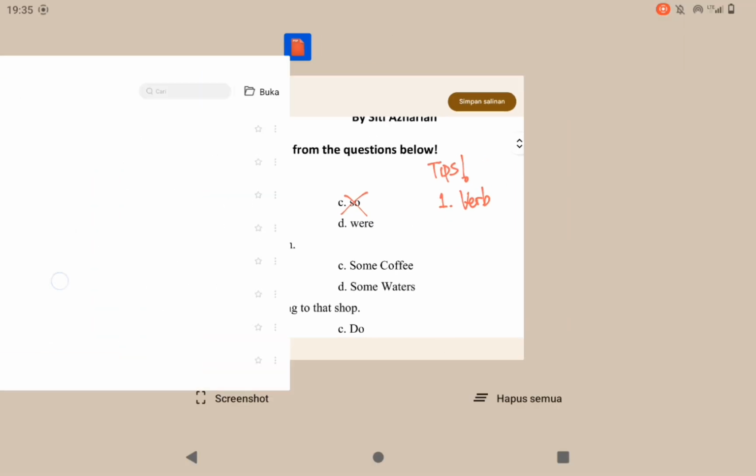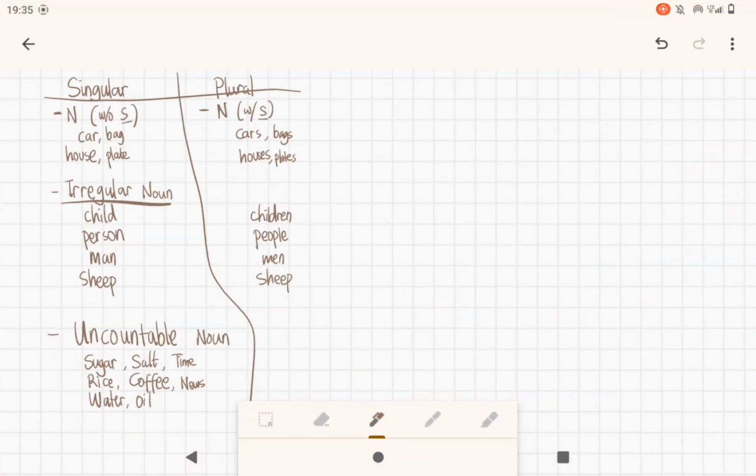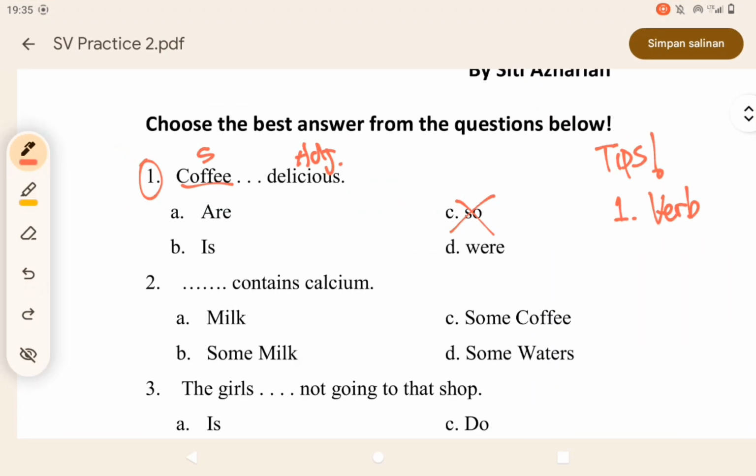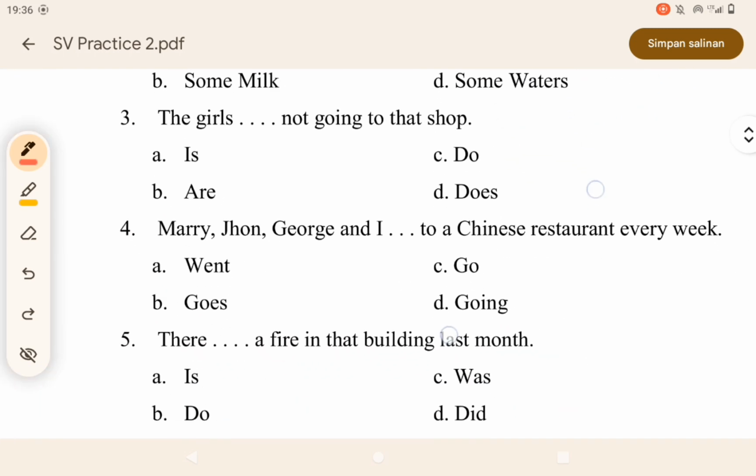From the previous explanation, okay, from this explanation, coffee is uncountable noun. It means that it's always singular. Okay, since coffee is singular, so we have to find a singular verb. Where is the singular verb? We can eliminate the wrong answer, for example, like are. Are is for plural. Were is also for plural. It means the best answer is B. Okay, all right, the next one.